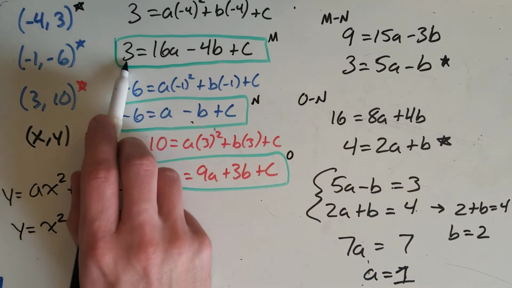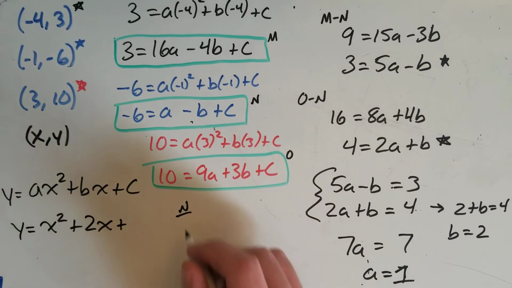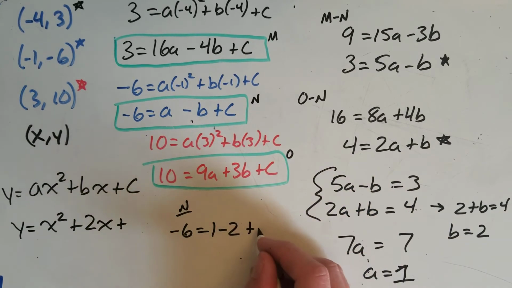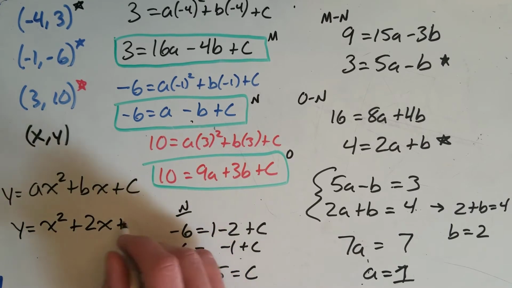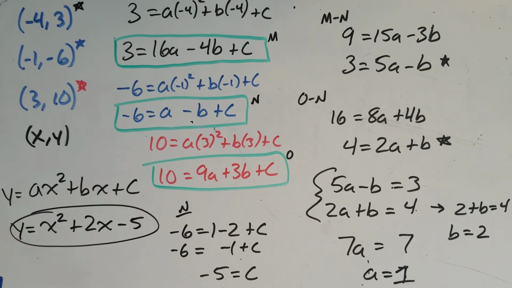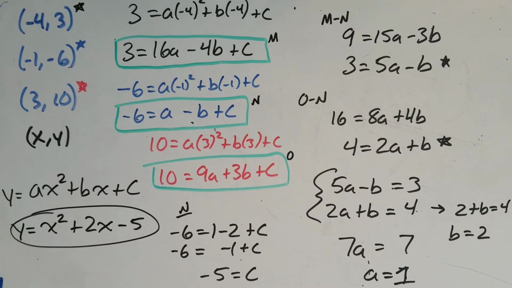Once you have a and b, you can go back to any one of these 3 equations to figure out c. And I'm going to take equation N up here. Negative 6 equals 1 minus 2 plus c. 1 minus 2 is negative 1. So therefore c is going to be negative 5. And we can go ahead and put that minus 5 here. So this is the equation of the parabola that goes through these 3 points. A lot of work. It's about staying organized and keeping everything on track, knowing what you're doing. This system was a little more complicated.